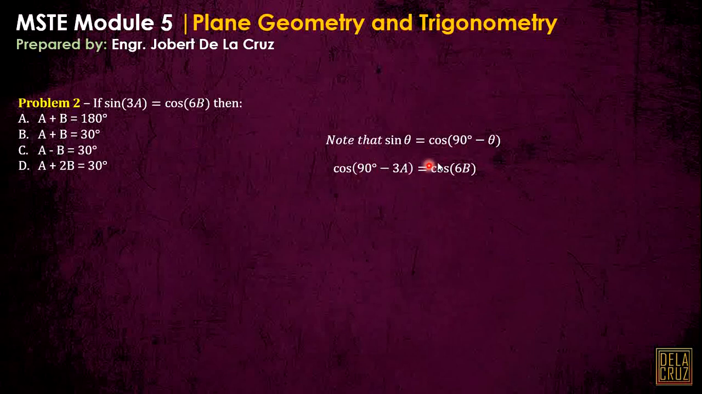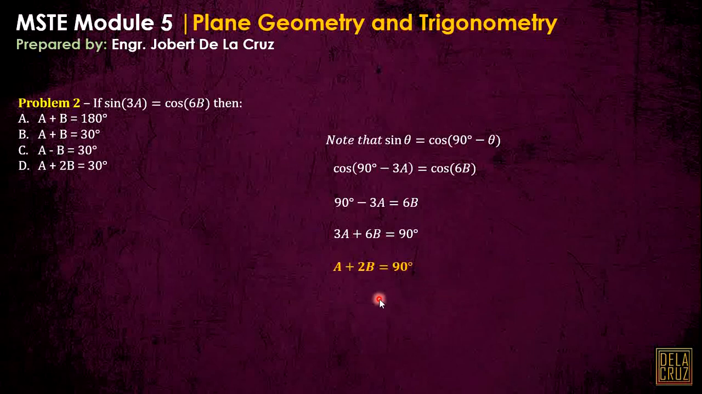Then, we can just cancel out our cosine here, and it will give us 90 minus 3a is equals to 6b. Then, arrange that. So, magiging 3a plus 6b. Just transpose yung a, no? 3a equals 90 degrees. Then, simplifying further, divide both sides by 3.